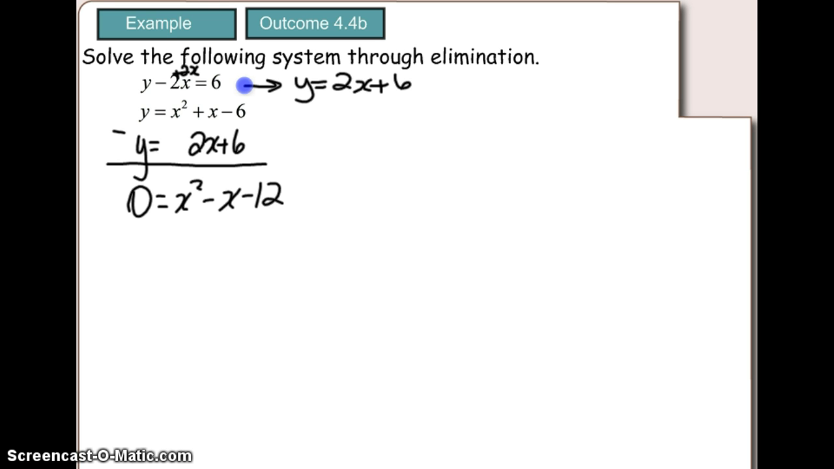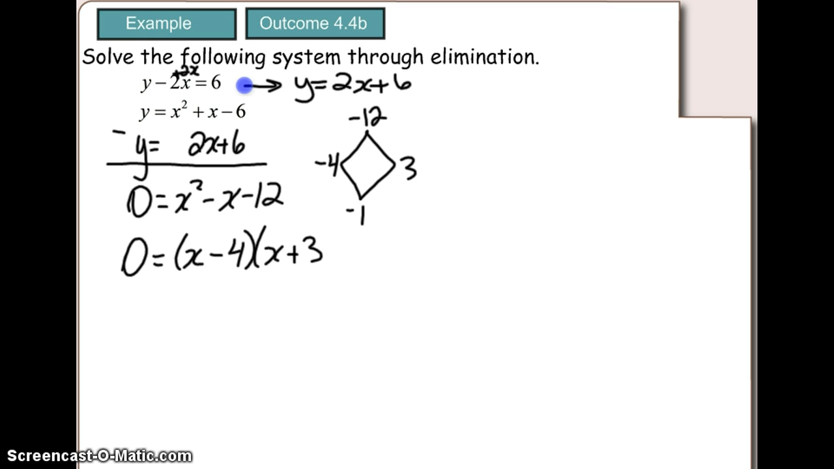Once again, I've just done some basic polynomial subtraction, and I'm left with a nice quadratic. I'm going to try and diamond it. It might work, it might not. Oh, look, it does. So I'm left with 0 is equal to x subtract 4 times x plus 3. So I'm going to have two possible x values, one at -3 and one at 4.